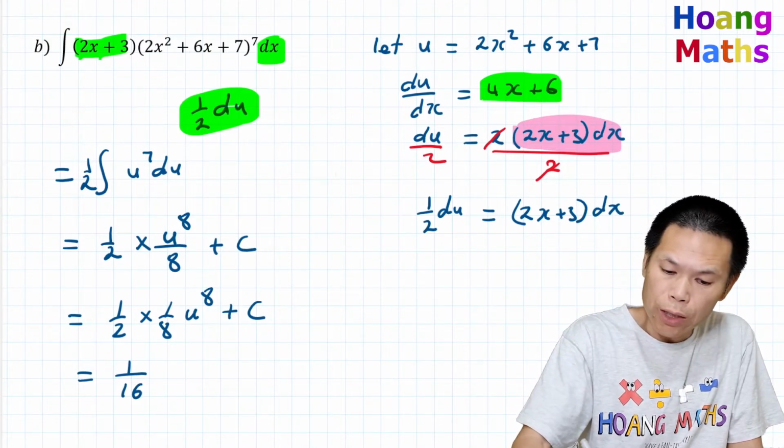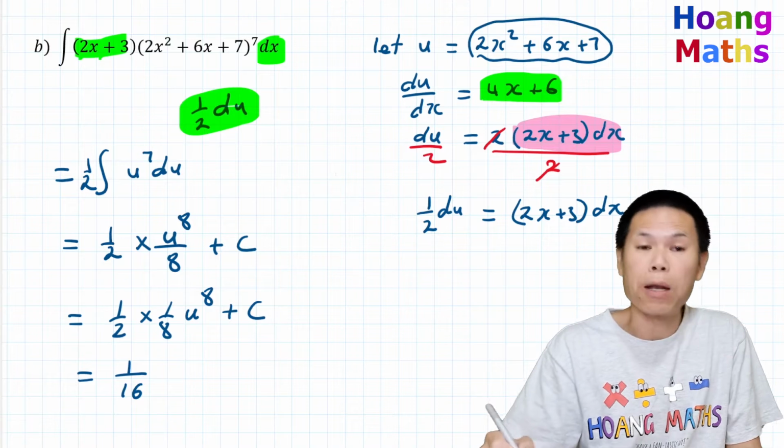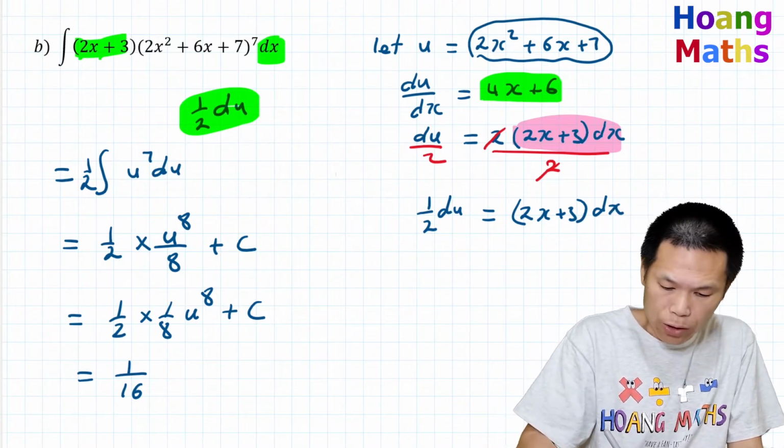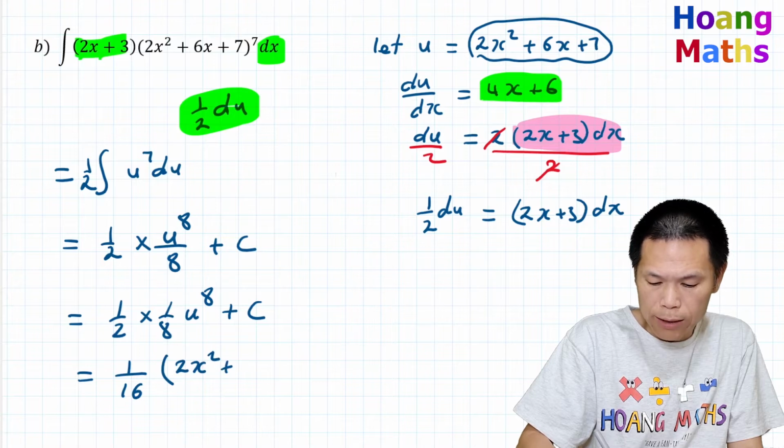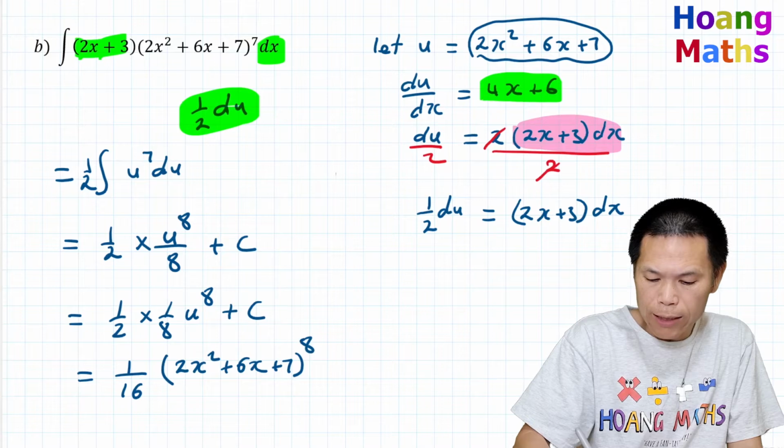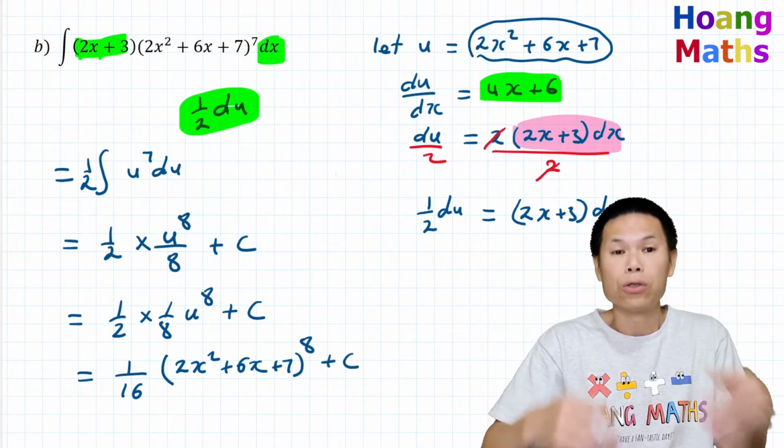But u is 2x squared plus 6x plus 7. So just write this down: u is 2x squared plus 6x plus 7, to the power of 8, and we add a constant. So there you go.